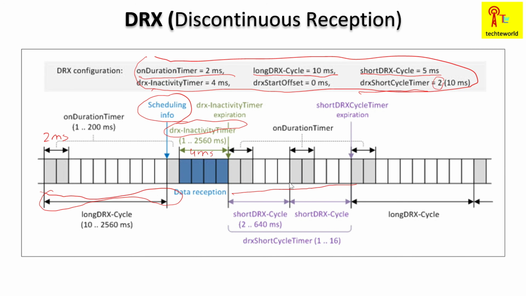It means that once the DRX short cycle timer starts, it will basically replicate itself 2 times. Once it is ended, again the long DRX cycle will start. Here 2 millisecond it will be on, and for the 8 millisecond it will be off. So this is how the DRX cycle works.